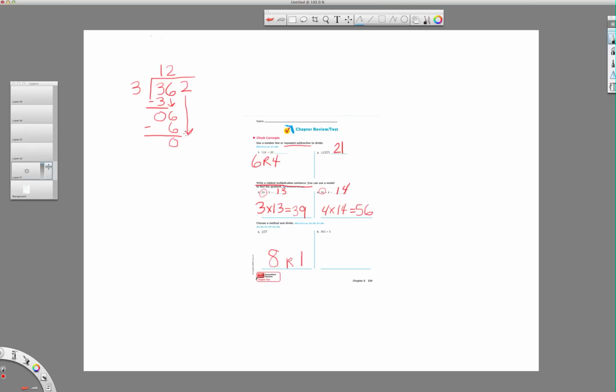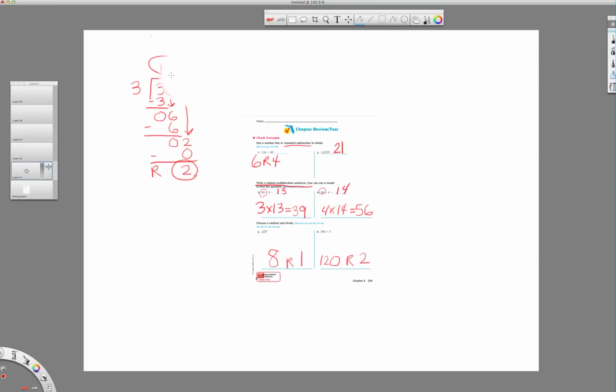Bring down my 2. I ask myself, how many times does 3 fit into 2? It can't fit into 2. It's bigger than 2. So I put 0 up here. It fits in 0 times. 0 times 3 is 0. So when I subtract, I'll have 2 left over, so my remainder is 2. So here is where I put my remainder, and then I look up here for my answer. My answer was 120. So 120 with a remainder of 2.